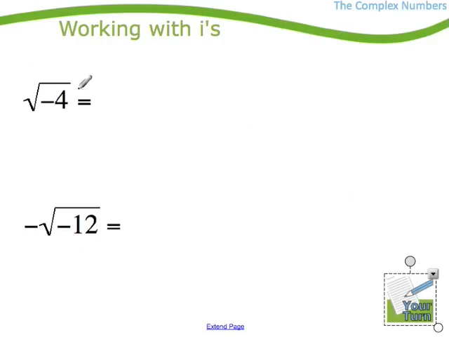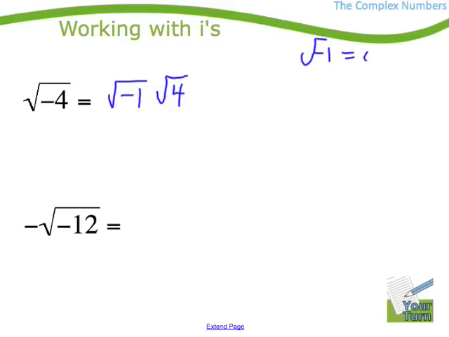Okay, so let's try it with this one. I want to rewrite this in an i form. The square root of -4 under the real number system doesn't work. But under the complex numbers, I can work with that. The square root of -4 is the same thing as the square root of -1 times the square root of 4. The square root of -1 we saw on the other page was equal to i. So I can replace this with a simple i.